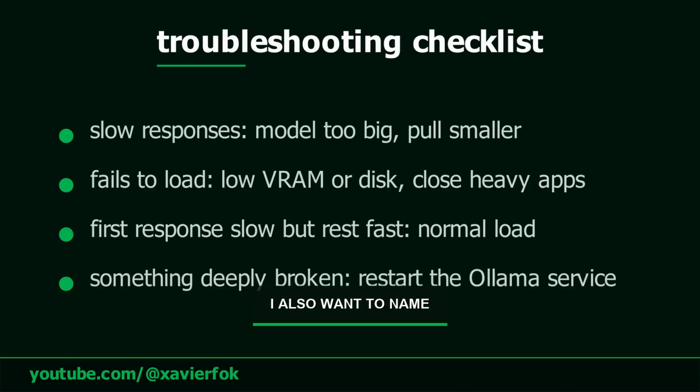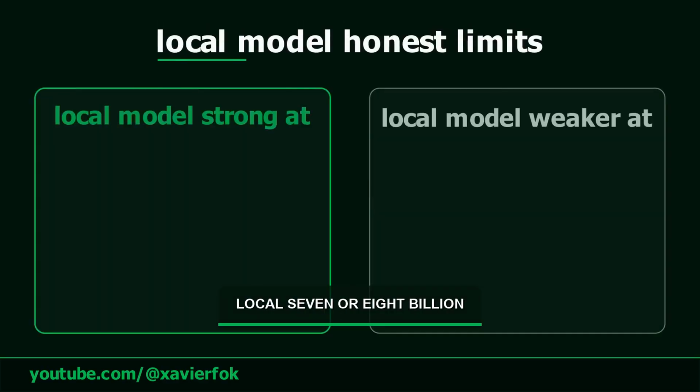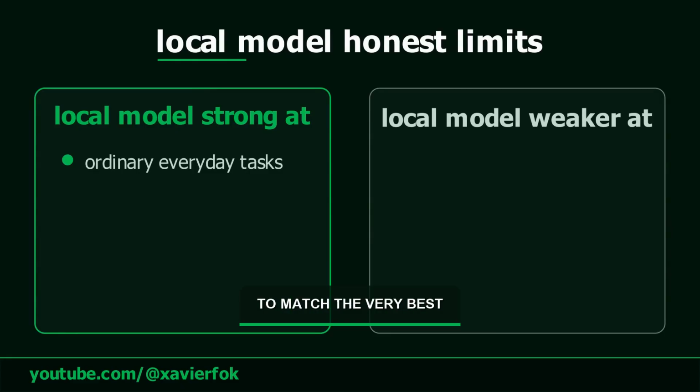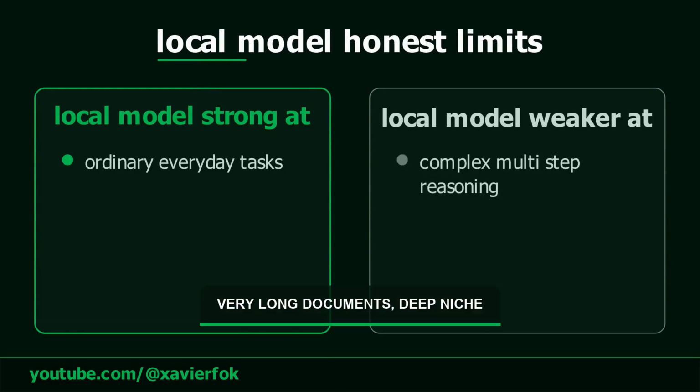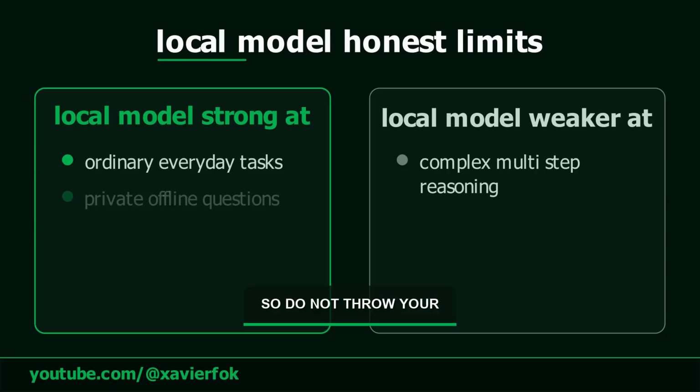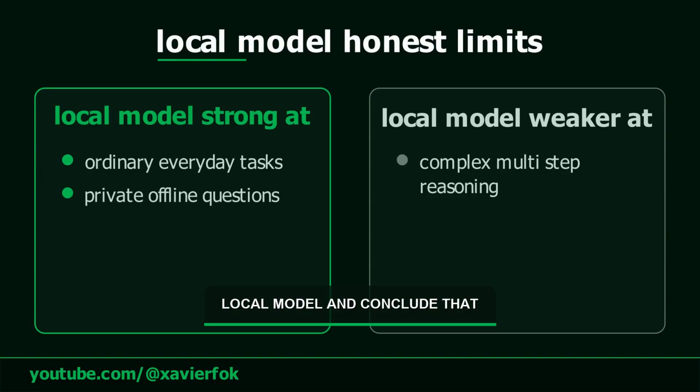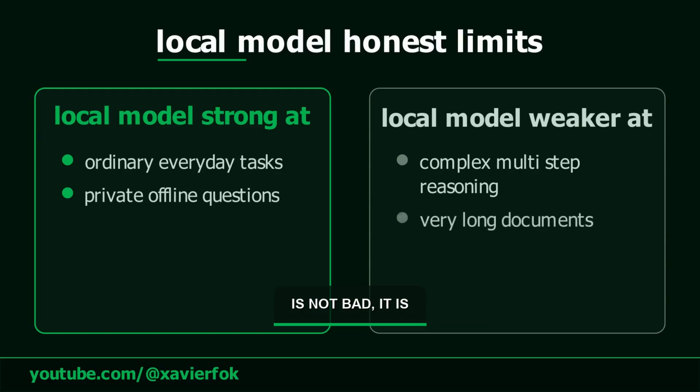I also want to name the honest limits so you go in clear-eyed. A local 7 or 8 billion parameter model is not going to match the very best cloud models on the hardest tasks. Complex multi-step reasoning, very long documents, deep niche knowledge, those are where the gap is real. So do not throw your hardest problem at your first local model and conclude that local AI is bad. It is not bad, it is just smaller.